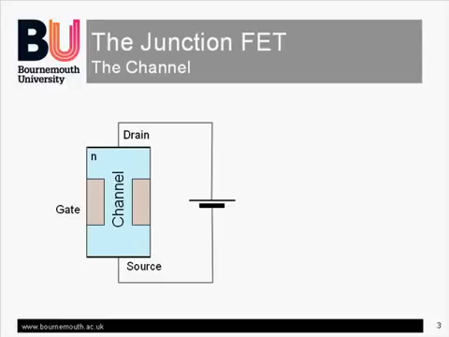Applying a positive voltage to the drain end will attract the free electrons in the channel, and they'll flow from the source to the drain, giving a conventional current direction from the drain to the source. And increasing the voltage on the drain will increase the drain current.